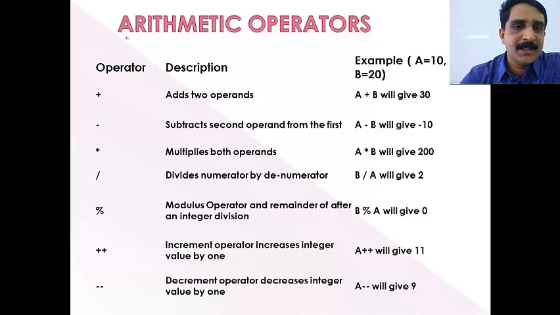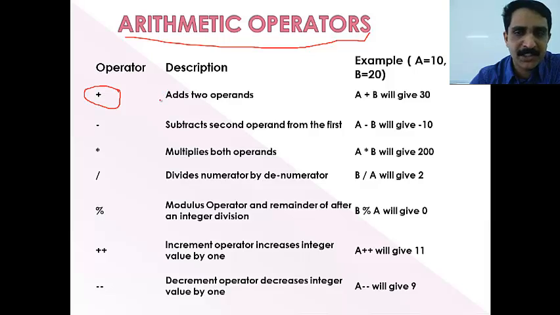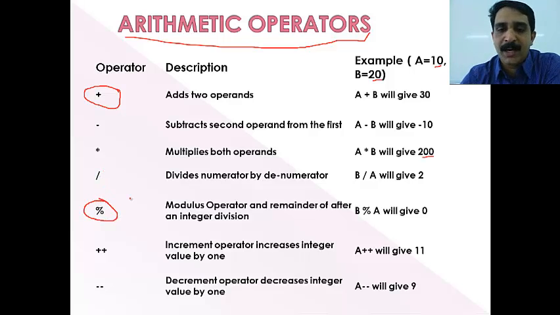So for the arithmetic operator, these are the examples we have. Plus is the normal arithmetic, and minus, star, which is used for multiplication. You can see that if A is equal to 10 and B is equal to 20, A star B is 10 into 20, which is 200. Slash is for division, and percentage, like in other languages, is used for the remainder after integer division.